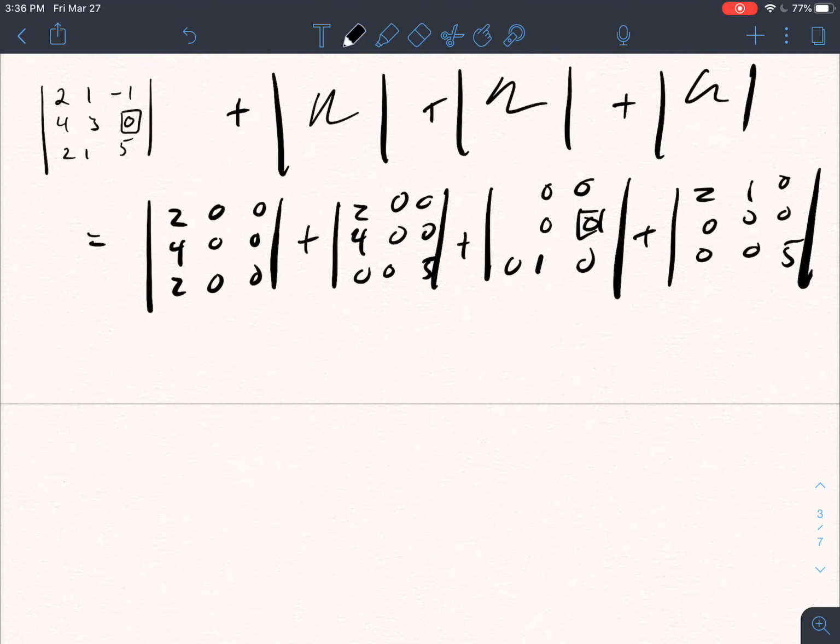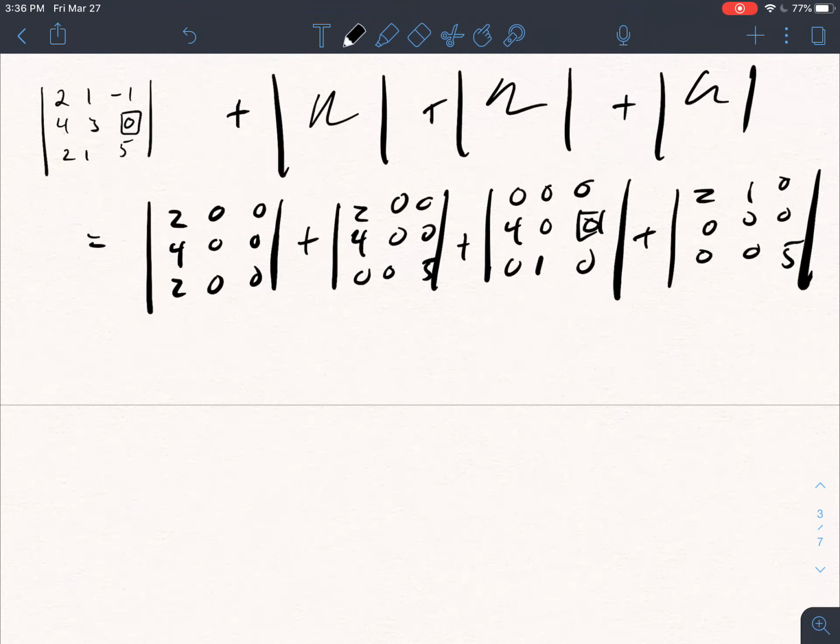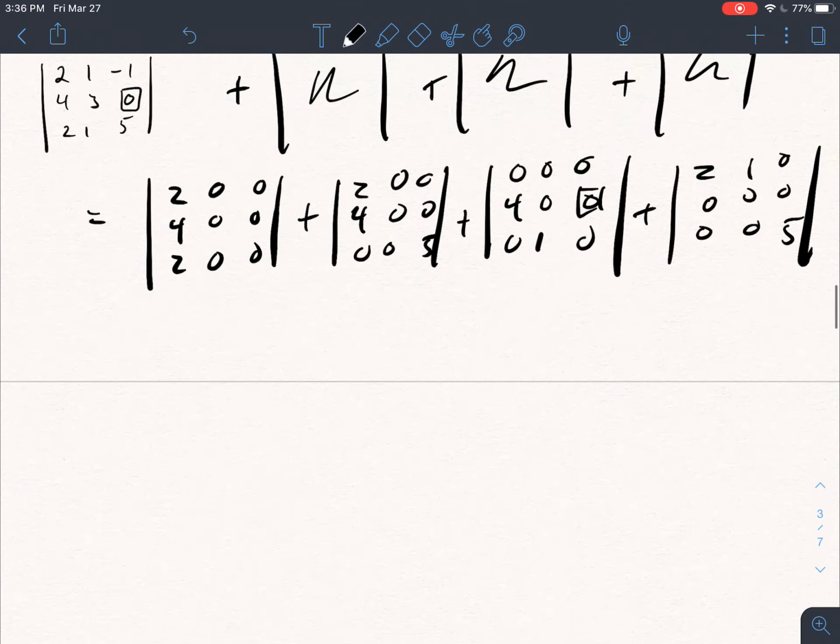Okay, so these all have determinant equal to 0.